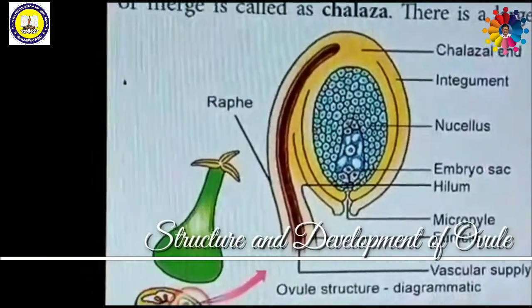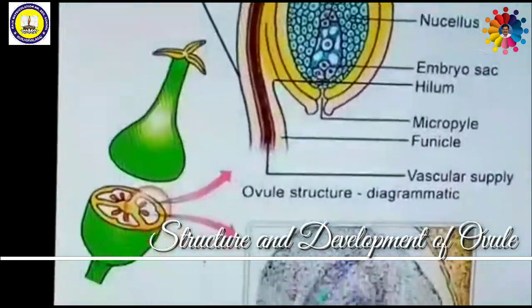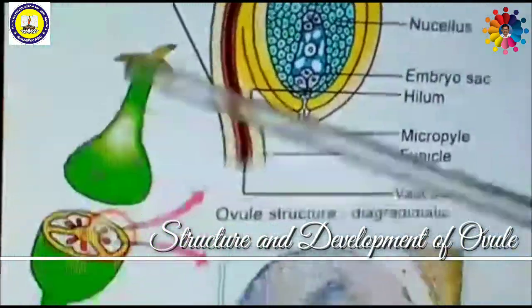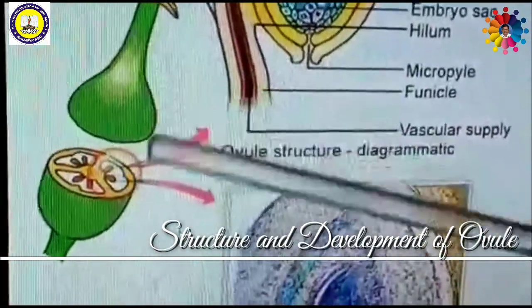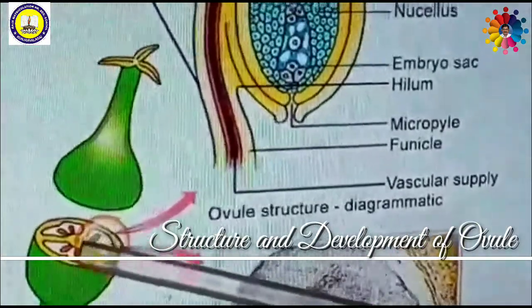Dear students, so far we have discussed how male gametes are formed from the anther. Now we are going to see how the female gametophyte is formed from the gynoecium. So this is the gynoecium. The gynoecium consists of ovary, style, and stigma. Inside the ovary, the ovule will be there.